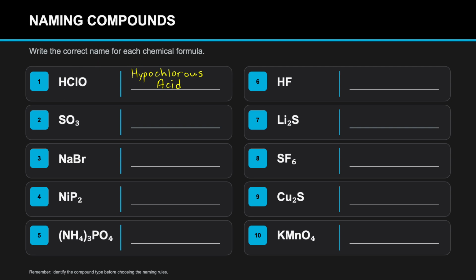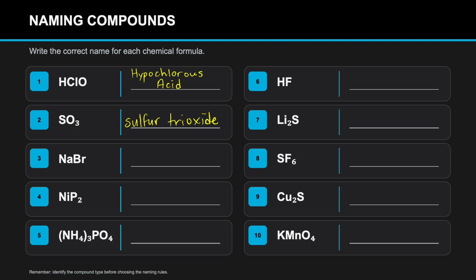Next we have SO3. There's no H in front. We have sulfur and oxygen, both of which are nonmetals. So that is going to tell us that we are using covalent naming rules. So we're going to write out our first element, sulfur. Remember, for the first one, we do not write mono. We do for the second one, but not for the first one. So sulfur, and then we have 3 oxygen, so it's going to be trioxide. Remember, change the ending to IDE.